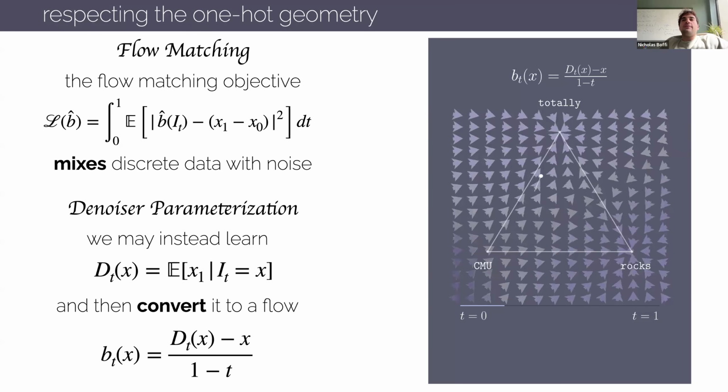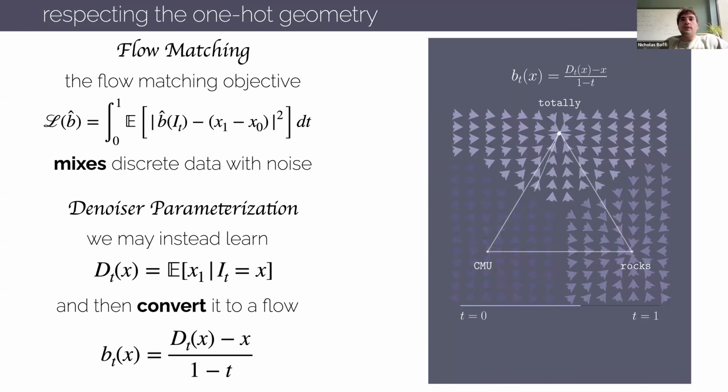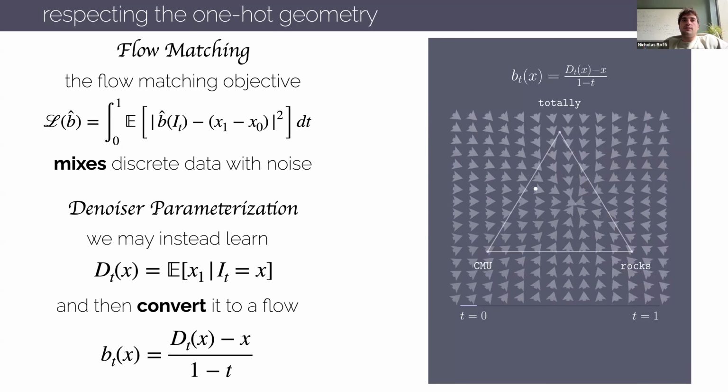Okay, so here's the picture that you should have now. We're trying to learn a time-dependent flow field that's defined over the whole space but converges to the vertices of the simplex. And we're going to do so by learning this denoiser and converting it into a flow with this simple relation.